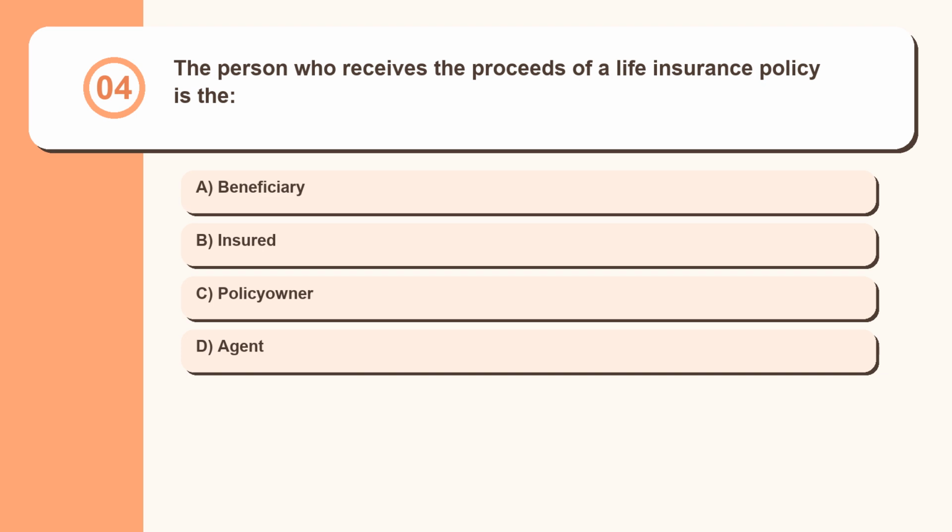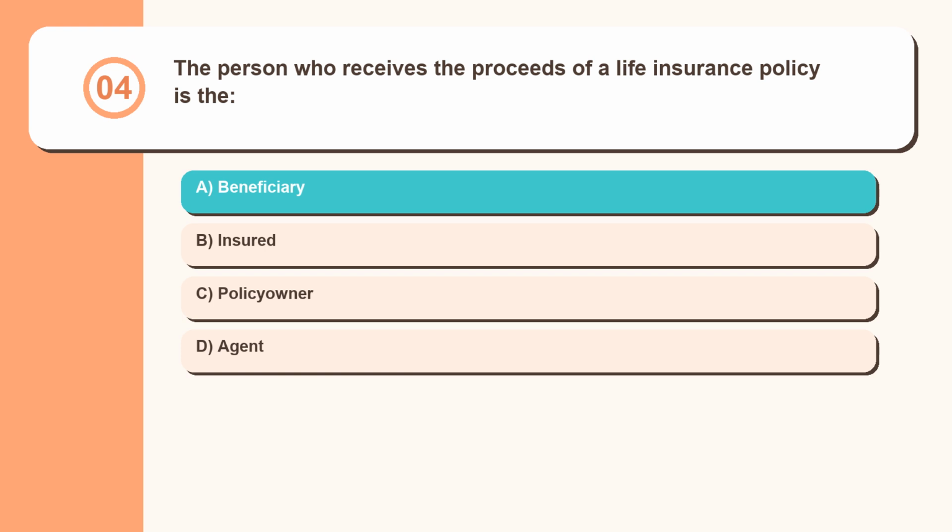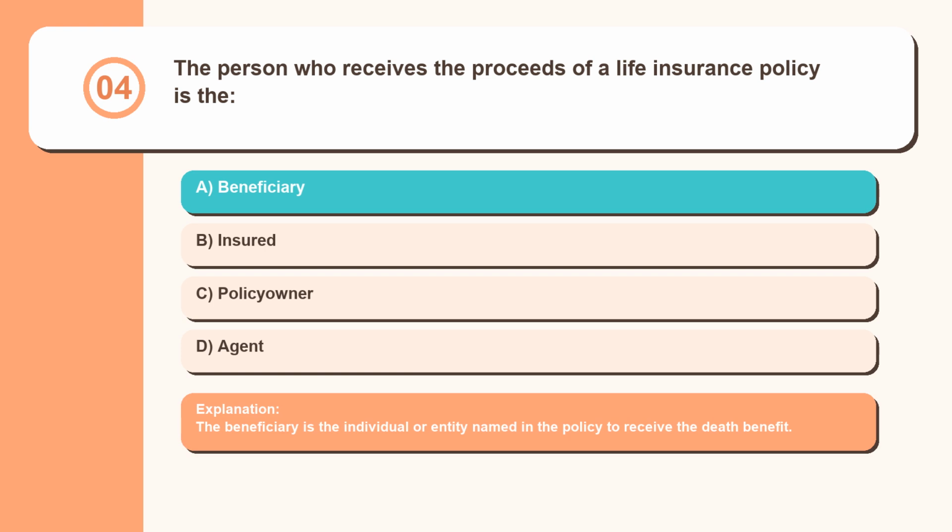Question 4. The person who receives the proceeds of a life insurance policy is the beneficiary, insured, policy owner, agent. The beneficiary is the individual or entity named in the policy to receive the death benefit.